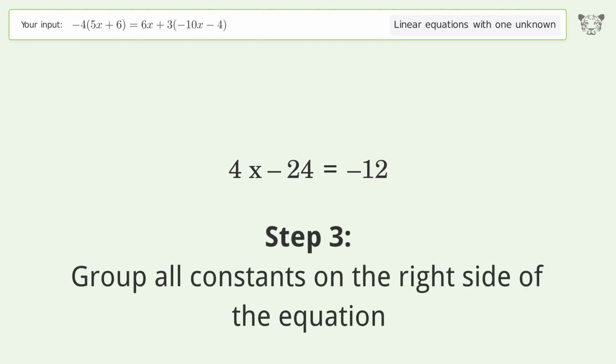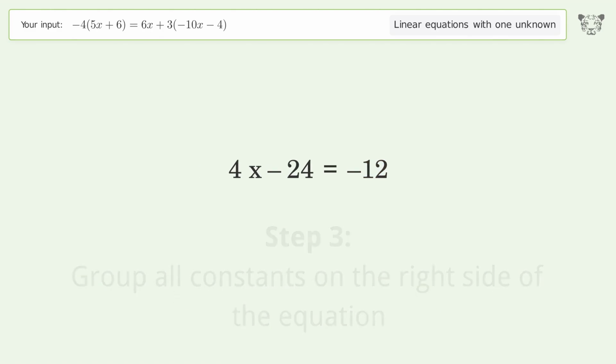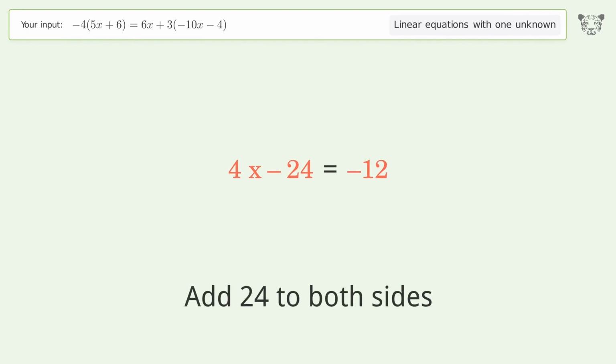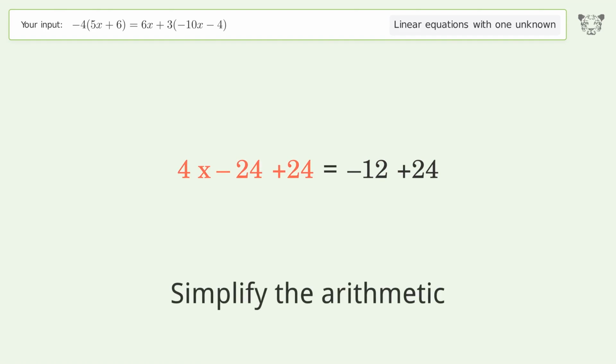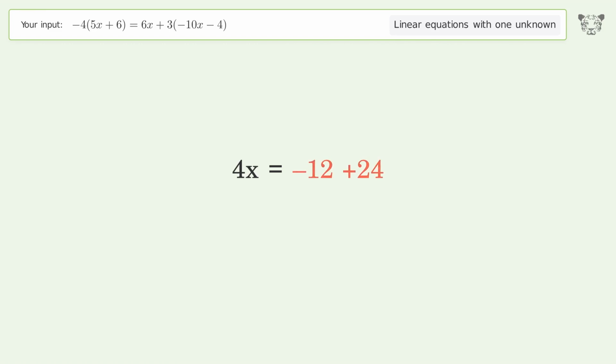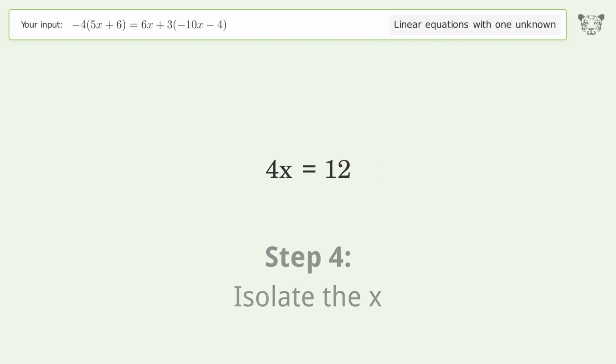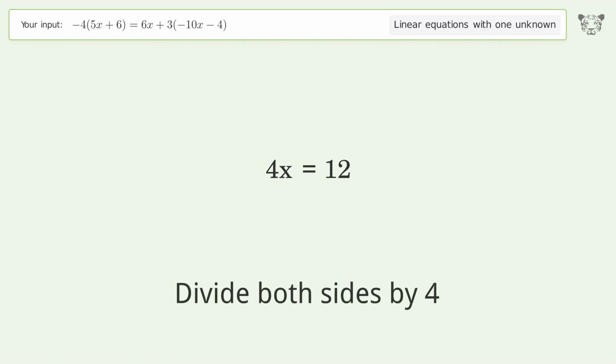Group all constants on the right side of the equation. Add 24 to both sides. Simplify the arithmetic. Isolate the x. Divide both sides by 4.